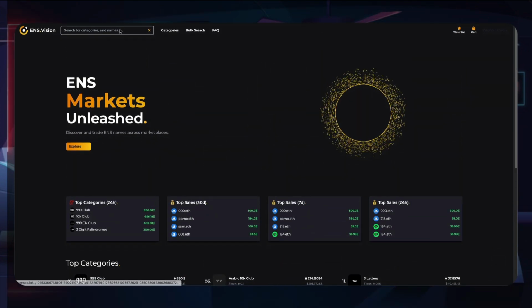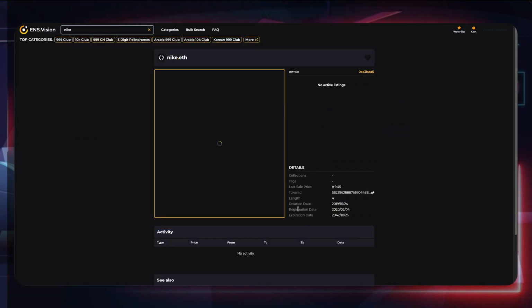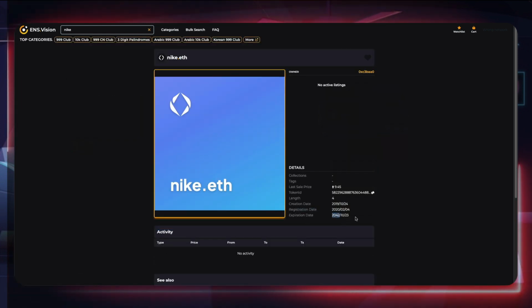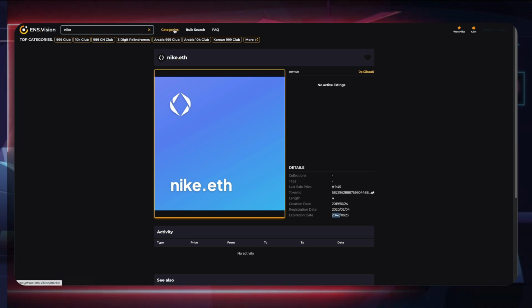You can type in whatever .eth up here. So let's type in 9. And you can see here, when was it registered, when's it expiring? You can see it's expiring in 2042, this one. So make sure yours don't expire on you and you fumble the bag.